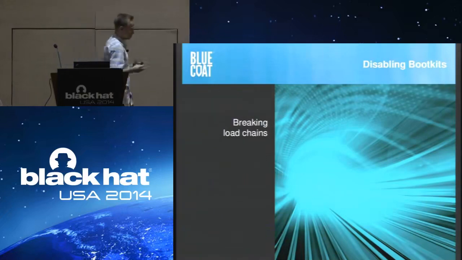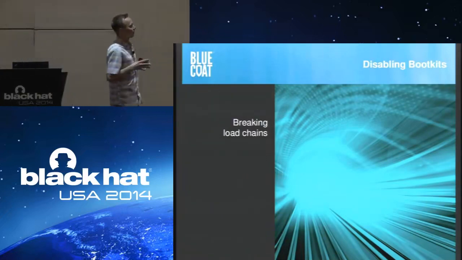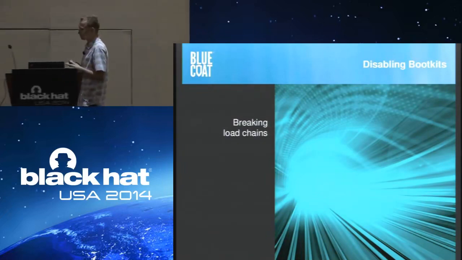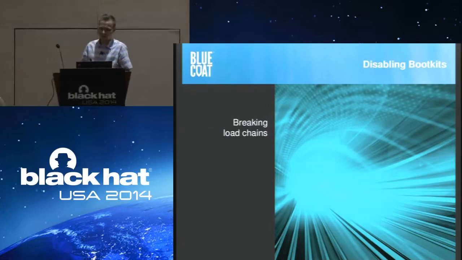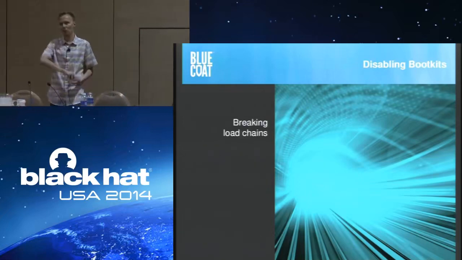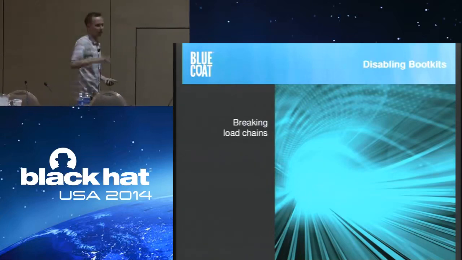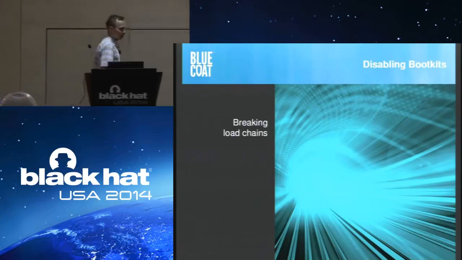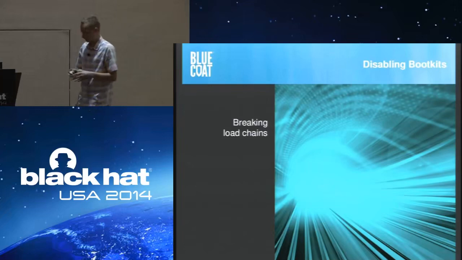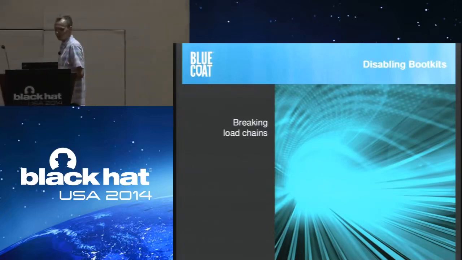Combining these 3 techniques is really, really successful. It's really good at detecting bootkits. But it's also useful for actually disabling the bootkit as well. If you want to regain control of a compromised system, what you need to do is prevent the malware from loading during boot time. And that goes for any sort of malware. For bootkits, this will mean that you need to break their load chain in some way. All right? So how do you do this?